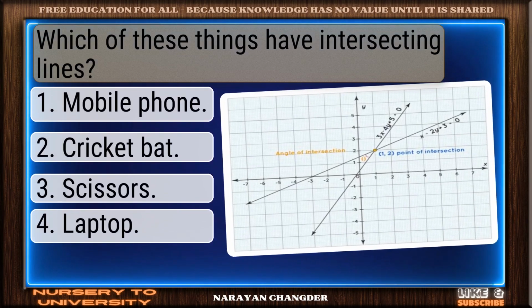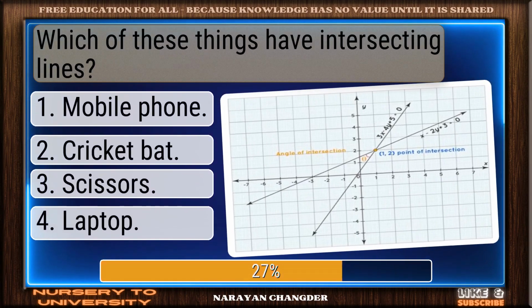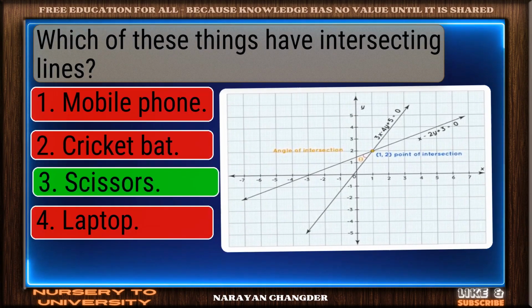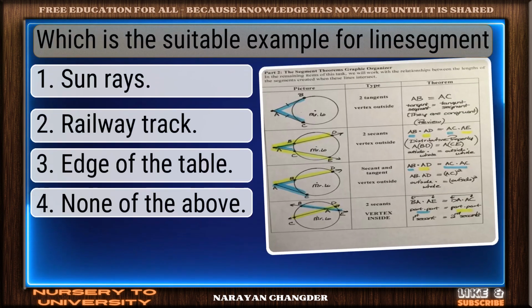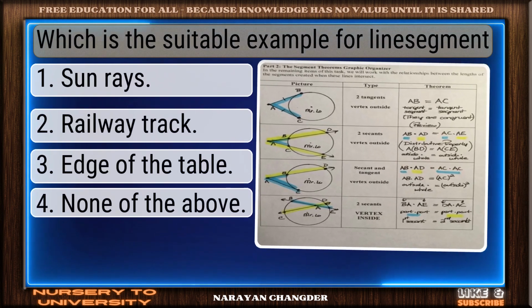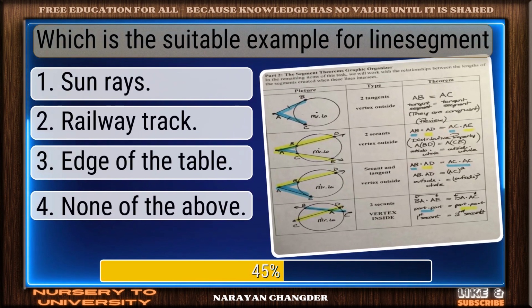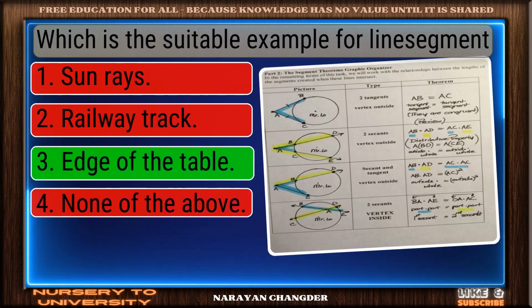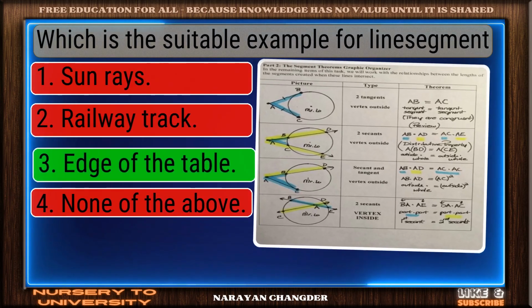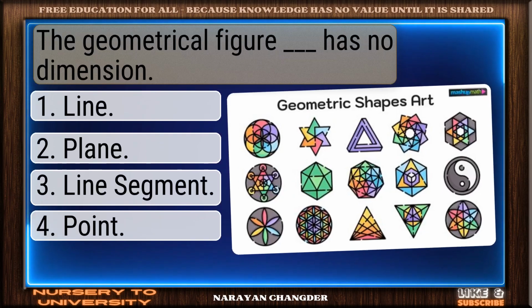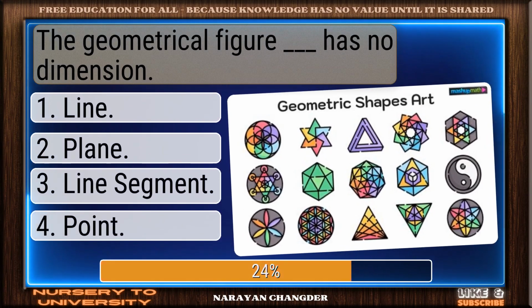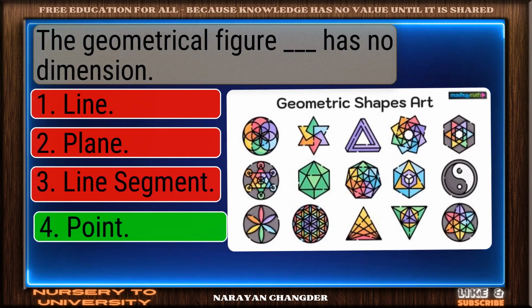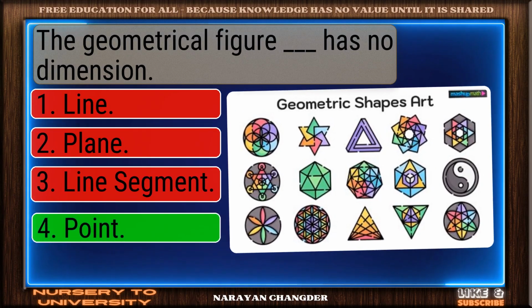Which of these things have intersecting lines? Nicely done. Scissors is a solid answer. Which is the suitable example for a line segment? Great thinking. Edge of the table is the right choice. The geometrical figure dash has no dimension. Bravo. Point is the answer.